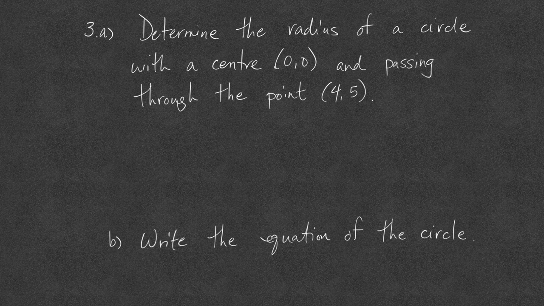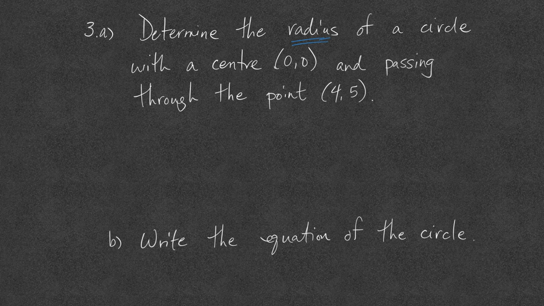Okay, we're back. So the question in 3A said, determine the radius of a circle with a center 0, 0 and passing through the point 4, 5. Okay, so what could you do? Well, to determine the radius of the circle, that's what the question's asking me for, then really I want to know how far is it from 0, 0 to 4, 5. So if I need to know how far that is, I'm going to find the length of that line segment.